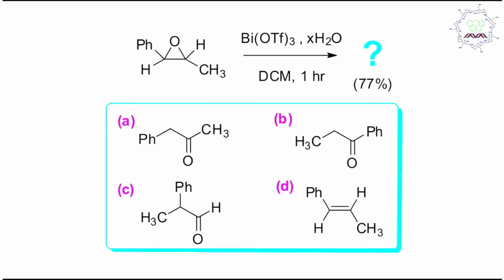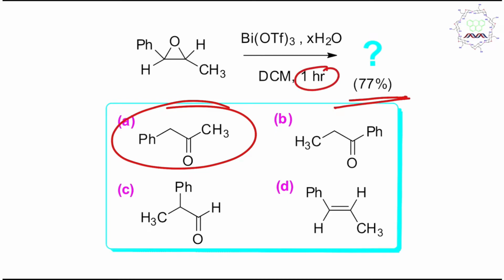Now, what is the answer in this case? In this case, the answer, as I told, is the ketone, option A, and you can see the yield of this reaction in 1 hour is 77%, significantly higher. So this is the answer. Now, if you don't know the answer, how can you come up with the right answer?